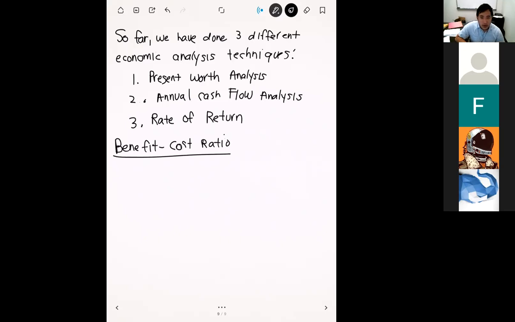In benefit cost ratio, what we essentially do is that when we look at an economic option, we separate it into the benefits, which remember are the positive cash flows, versus the costs.